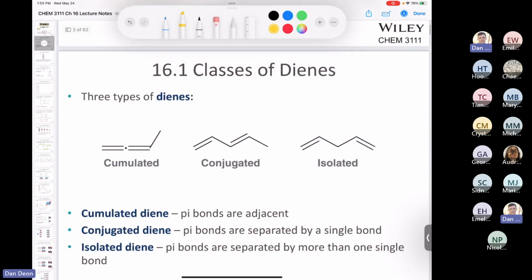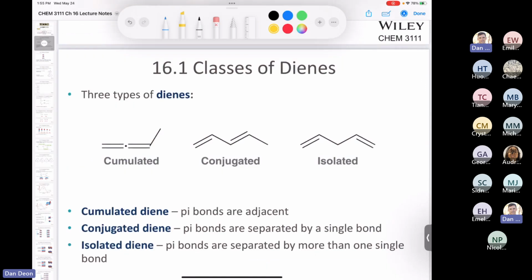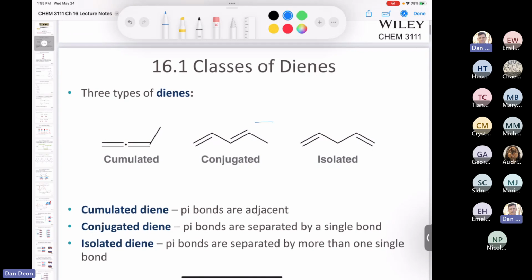So let's move forward and take a look at the different classes of dienes. I just went over what a conjugated diene is, and that is going to be the major focus of this chapter. It's going to be conjugated dienes where you have double, single, okay? Pi bonds separated by a single bond, that's conjugated. Accumulated diene is where the pi bonds are adjacent.